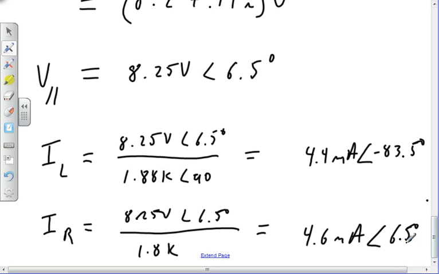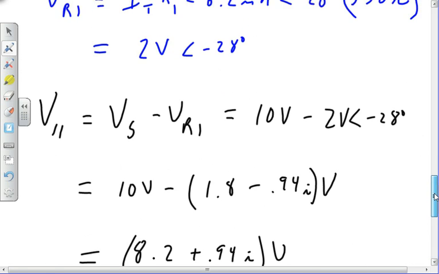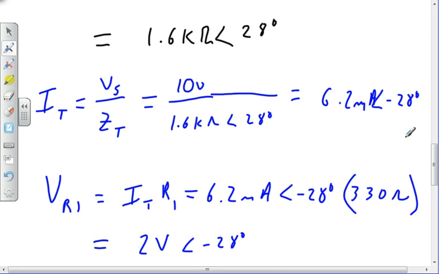Now, notice that these two guys are 90 degrees out of phase, so total current ought to be this guy squared plus that guy squared, square root, right? So if I go 4.4 squared plus 4.6 squared, square root, I get a 6.4. Did I have a total current of 6.2? Good enough. I'm not keeping that many significant digits to be that close anyway.